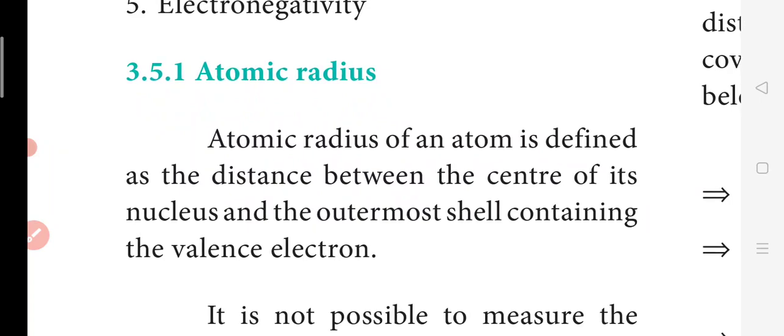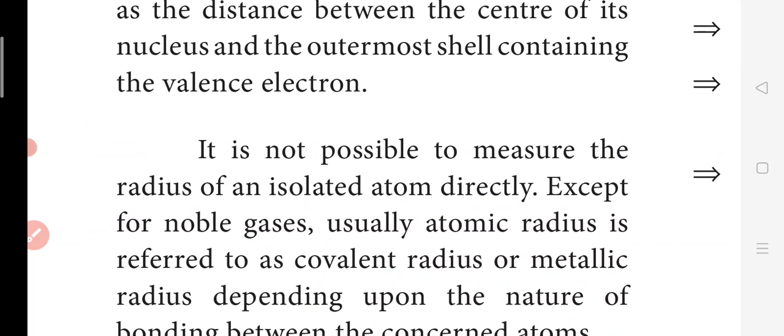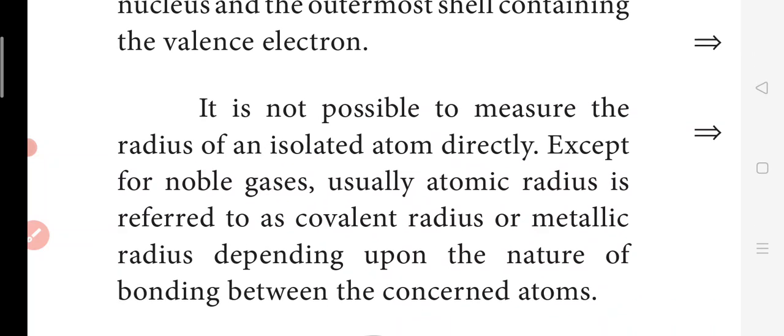So atomic radius. The atomic radius of an atom is defined as the distance between the center of its nucleus and the outermost shell containing the valence electron. So from the nucleus, whatever number of shells there are, measuring up to the last shell is the atomic radius. It is not possible to measure the radius of an isolated atom directly. So except for noble gases, usually atomic radius is referred to as covalent radius or metallic radius depending upon the nature of bond between the concerned atoms.